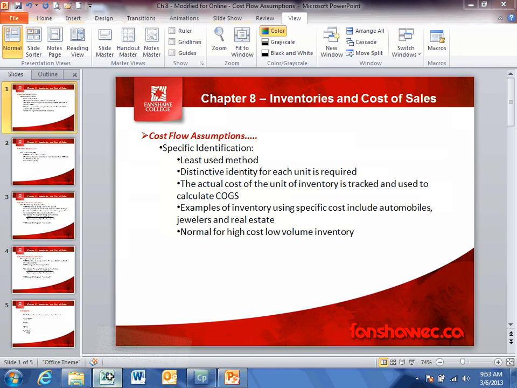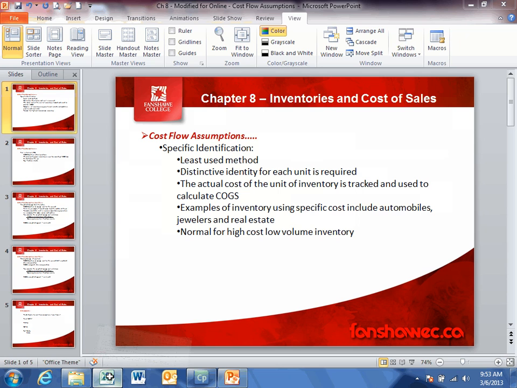Cost flow assumptions. KC Jewelers has no opening inventory and had the following activity for the month of February. Alright, so there was no opening inventory for KC Jewelers. On February 5th, they purchased a ruby ring for $4,000. On February 14th, they purchased a diamond ring for $8,000. And on February 16th, they sell the diamond ring for $14,000. And then the last transaction is on February 23rd, they purchased an emerald ring for $3,000.